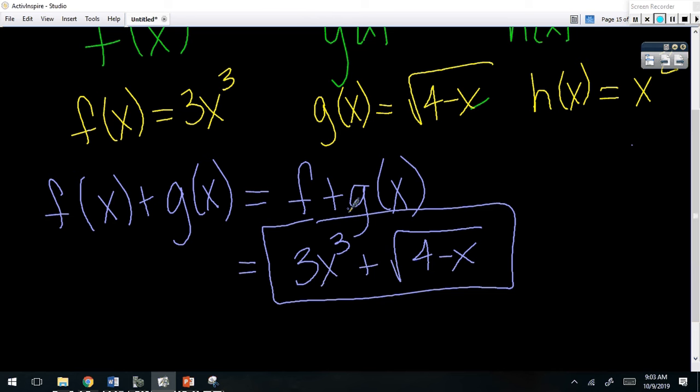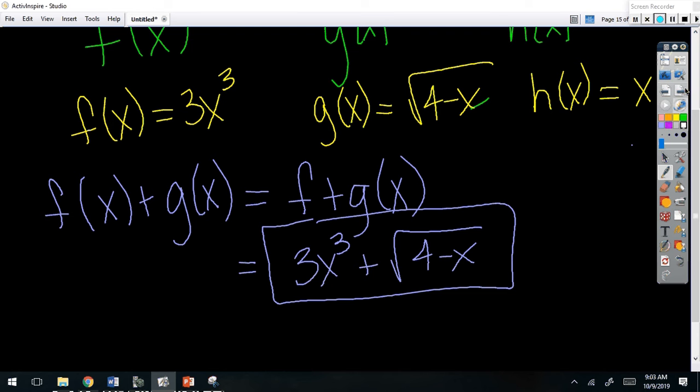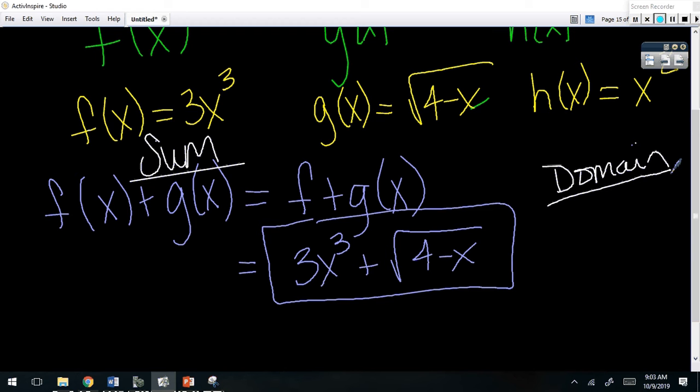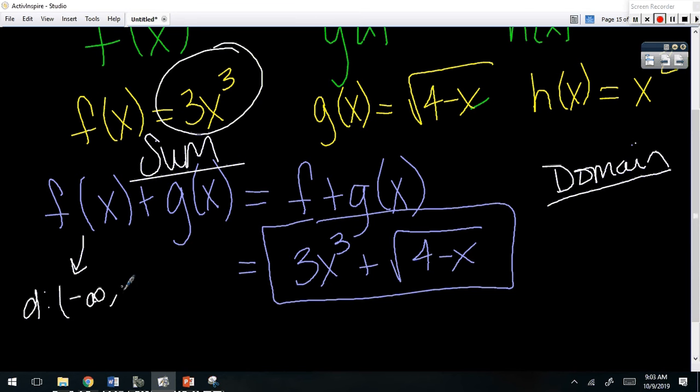If not, it's okay. What we're also going to talk about is domain for each of these operations. This is whenever we're adding, so the sum of two functions, okay? When we talk about domain, when we add, we have to look at the domain of each one of them. So looking first at f of x, what is the domain of f of x? If you look at f of x on its own, 3x to the third, there's no radicals, there's no fraction. The domain is just negative infinity to infinity, right?